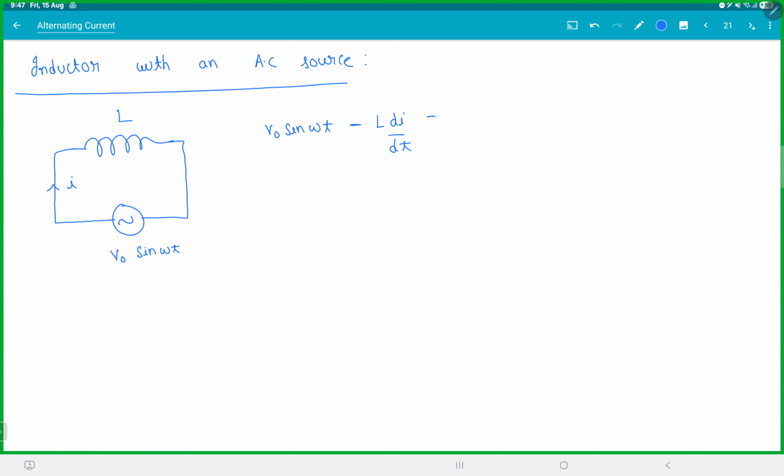Minus L di by dt is equal to 0. If you integrate this, you end up with V naught by omega L minus cos omega t. This can be written as V naught by omega L sine, that will be 90 minus omega t, so that will become omega t minus 90 degrees.